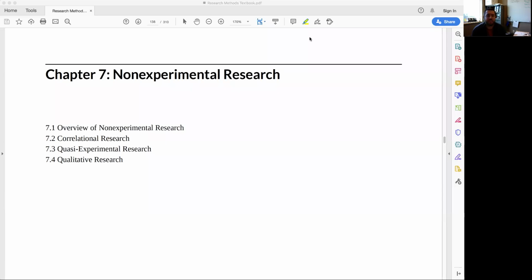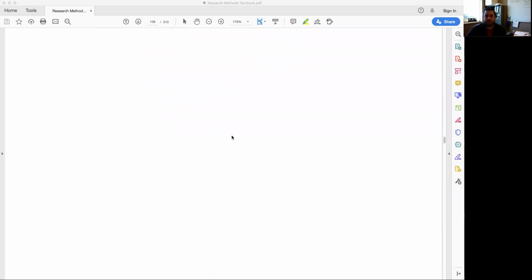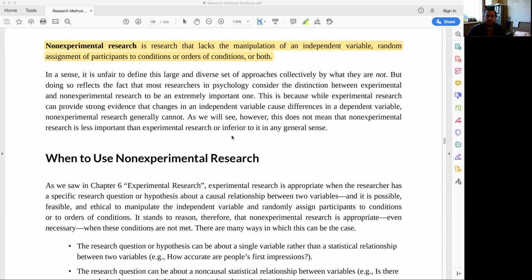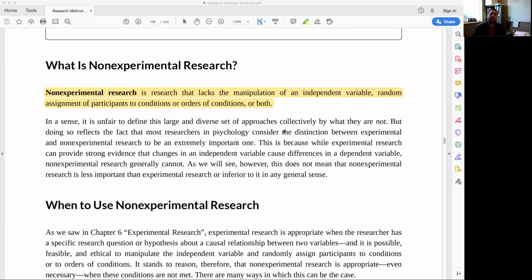All right. Well, this is the mini lecture for non-experimental research, which includes observational methods, correlational methods, qualitative, and also quasi-experimental. So we'll be kind of jumping around a little bit here, just because some sections are a little bit more lengthy than others. So first and foremost, what does non-experimental research actually mean?